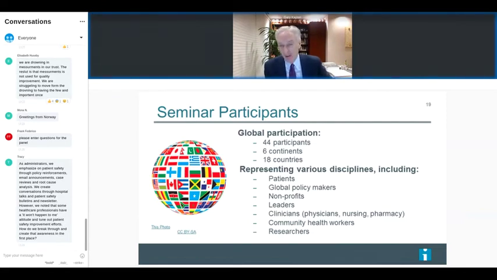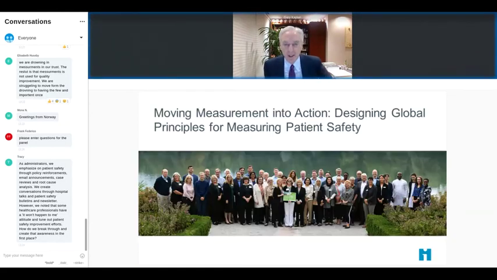We had clinicians, physicians, nurses, pharmacists, people who spend their time working in the community, and we had, as you would expect in a seminar of this type, researchers, people who are always thinking about what's the next question we need to ask. And you can see here the diversity in the group. You can recognize perhaps some old friends from your countries of origin, as well as many people that we've come to know in our IHI seminars over the last many years.